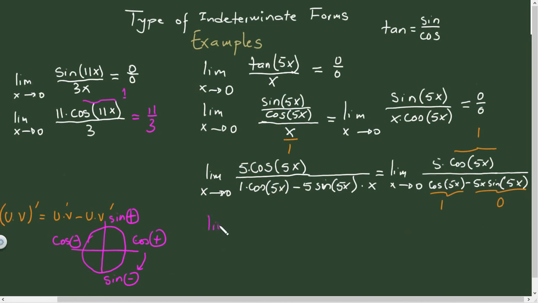the limit as x goes to 0. We don't need a limit anymore, because we don't have any x in our terms. That's why I had to use that other column. So this is equal to, of course, 5 over 1, and this is equal to 5.